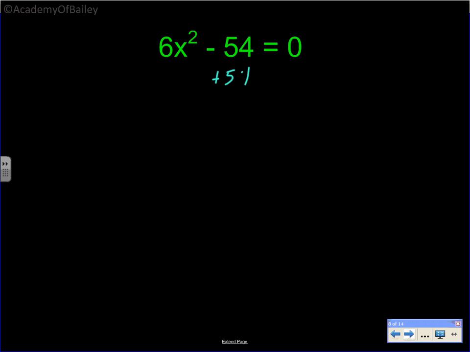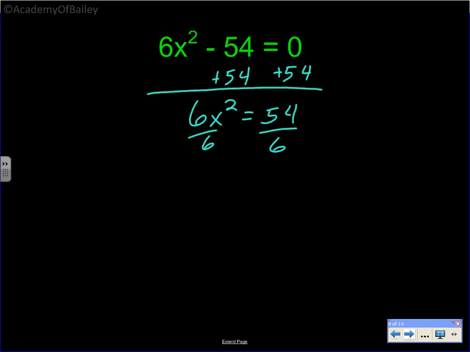I want to add 54 to both sides. 6x squared is equal to 54. Divide by 6 on both sides. So x squared is equal to 9. Take the square root of both sides. X is equal to positive or negative, or positive and negative 3.